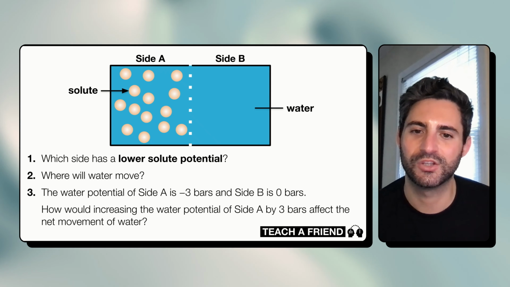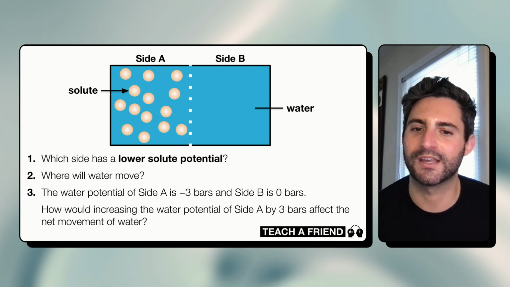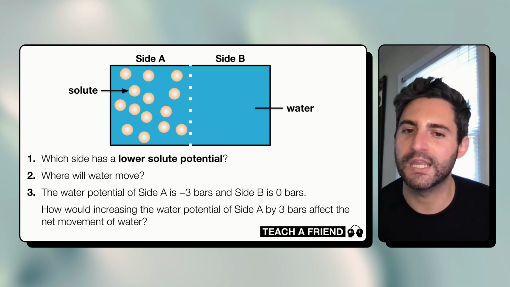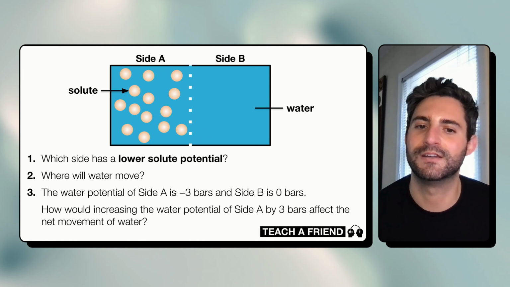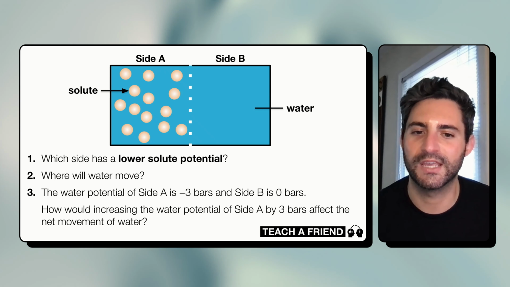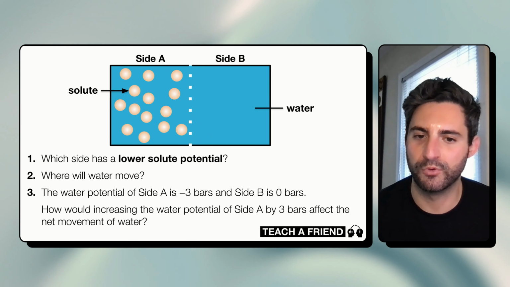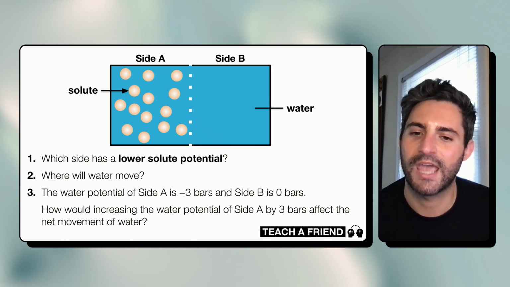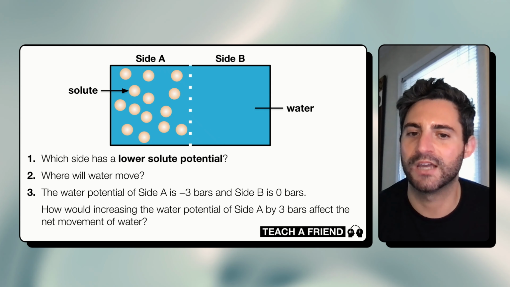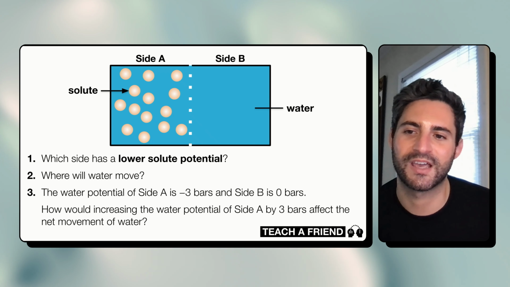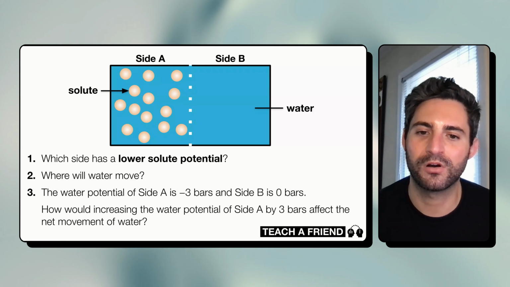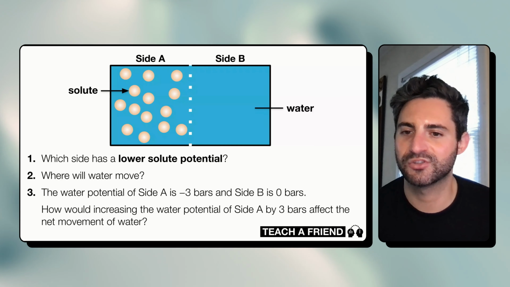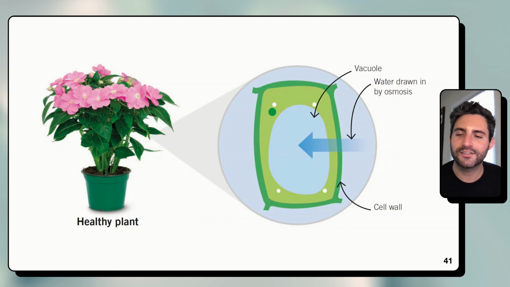And the last question, the water potential of side A is -3 and side B is 0. How will increasing the water potential of side A by 3 bars affect the net movement of water? And so the answer to that is there will be no net movement of water between the two sides, as the two sides will be isotonic to each other. Because if side A was originally -3 bars and we increase it by 3 bars, that will mean its new water potential is 0.